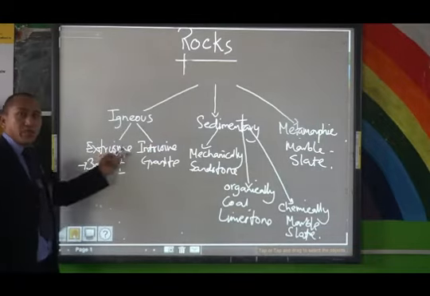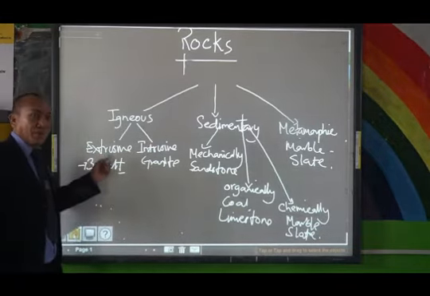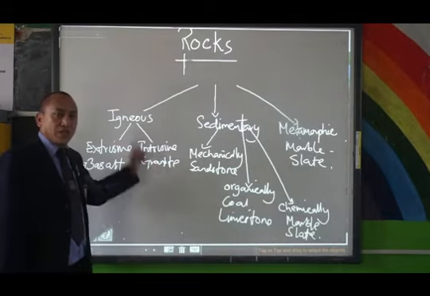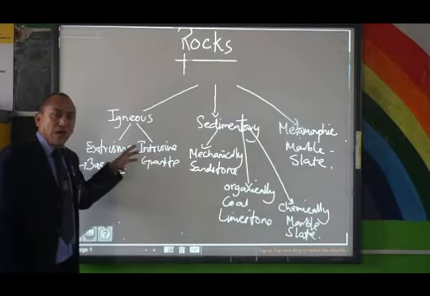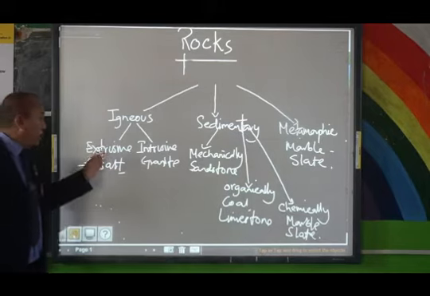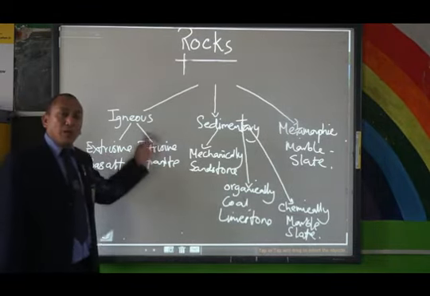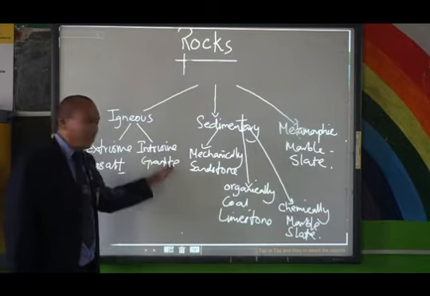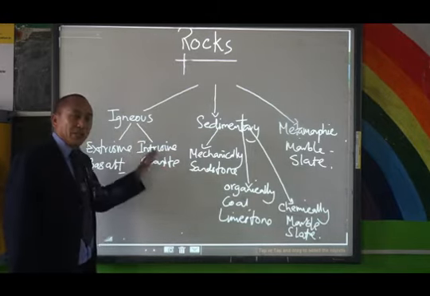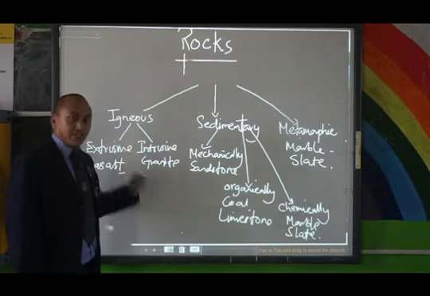Now, there are two types. One is an extrusive igneous rock and the other one is an intrusive igneous rock. When the molten lava cools on the surface of the earth, it is called an extrusive igneous rock. Example is basalt. When the molten magma cools inside the earth's surface, it is called an intrusive igneous rock. Example is granite.